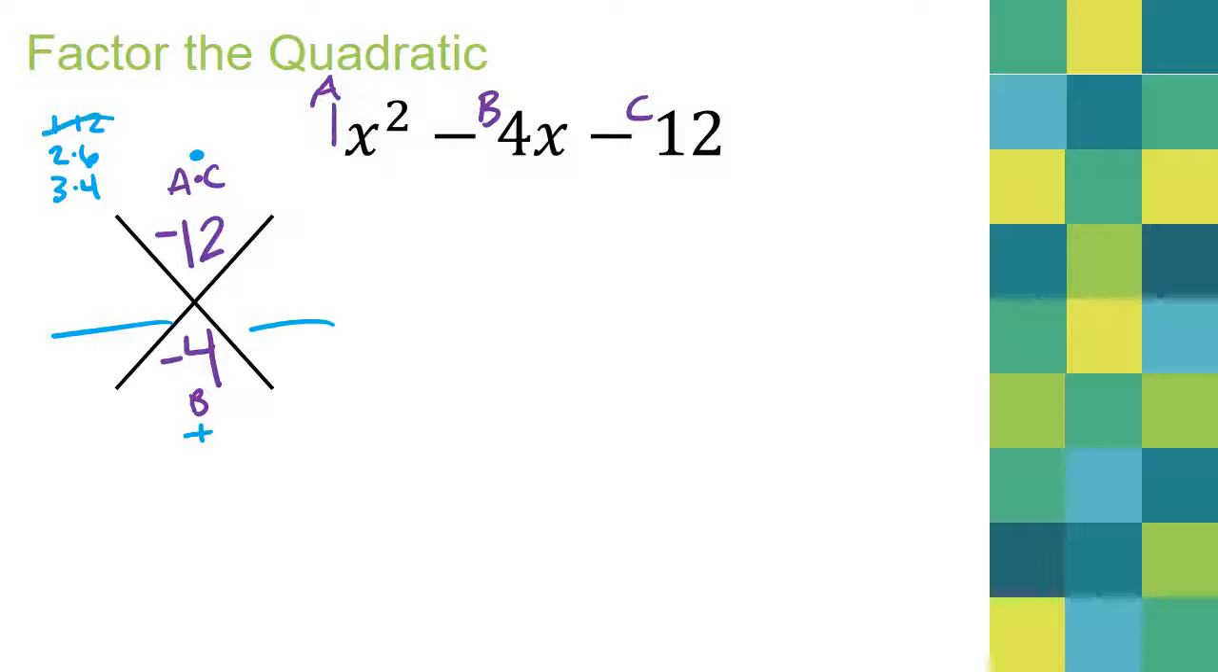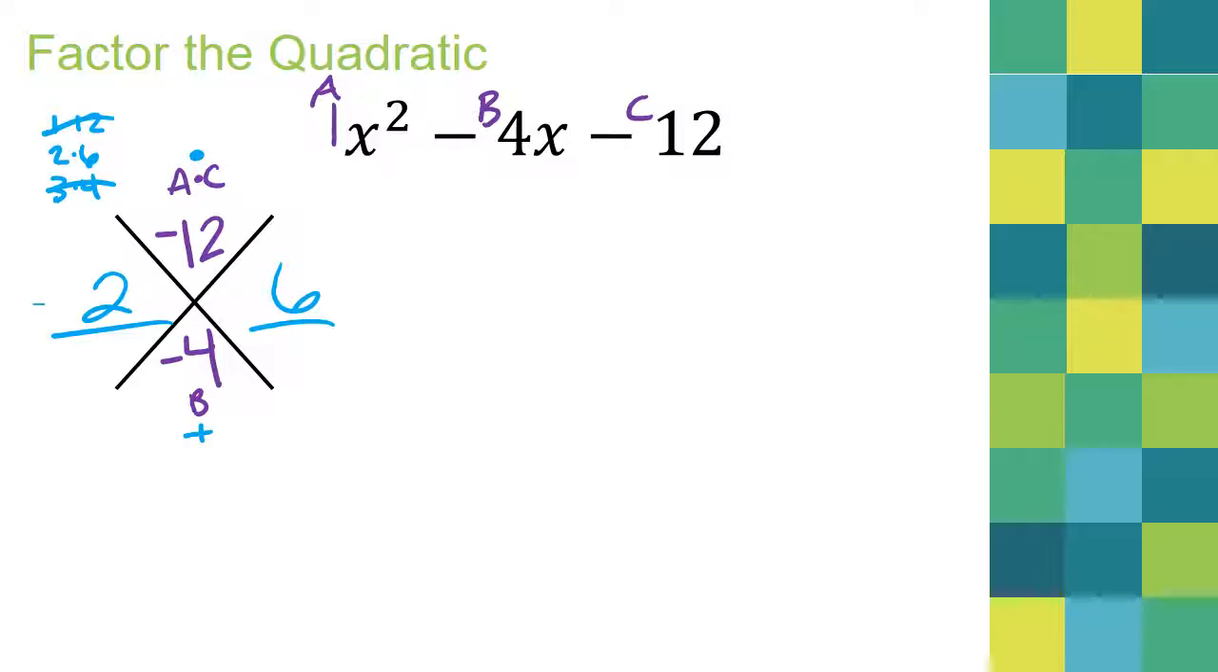A 1 and 12 can't get me to 4. A 2 and a 6 can if I subtract them. A 3 and 4 can't get me to 4. So it means it's 2 and 6. But now I have to mess with the signs. If you can think through your multiplication rules with signs, then you might not need to guess and check. But as I take a look here, I know one of them has to be negative because a negative times a positive gets me to a negative.